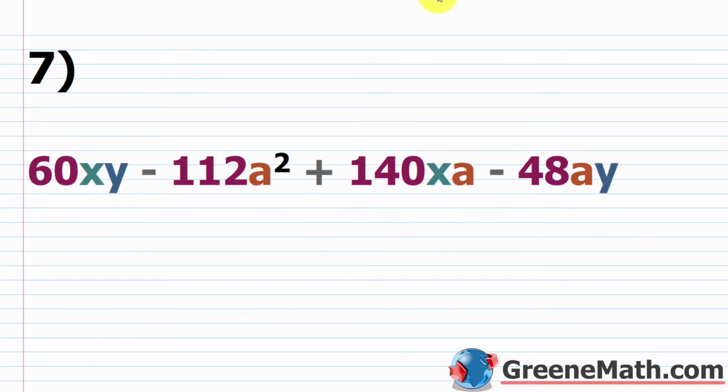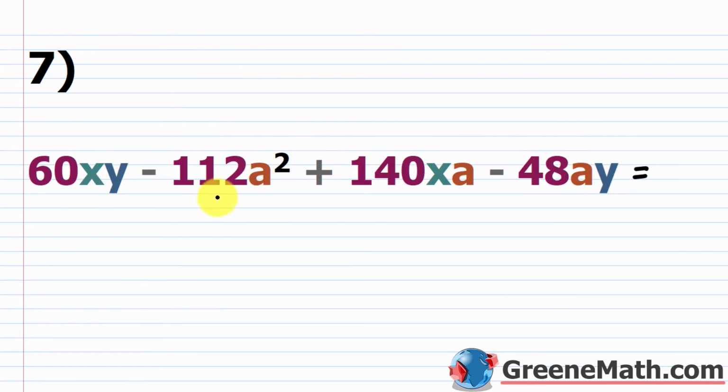All right, let's look at problem number 7. So here we will have to actually rearrange terms. We have 60xy minus 112a squared plus 140xa minus 48ay. Okay, so first off, what's the GCF? Everything is even here, so I know it's at least 2.